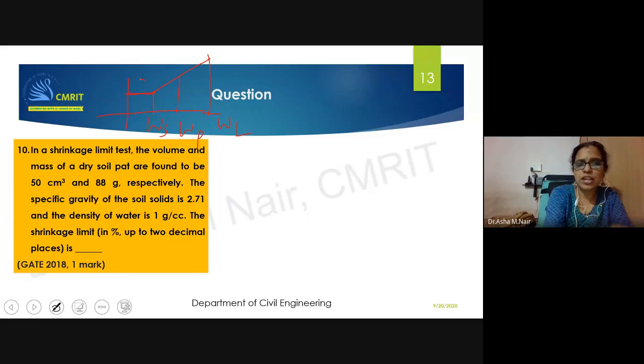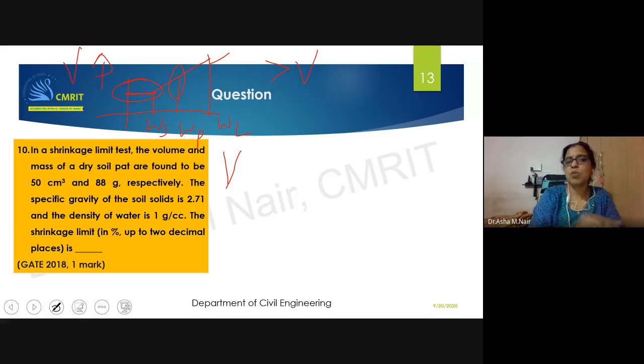Now, what is the speciality of this part? Shrinkage limit is nothing but the lowest water content at which there is no change in the volume. Here, the volume of the soil, if it is V, then here as well as here, it is greater than V. The y-axis is volume and this is water content, so volume keeps on increasing. Up to the shrinkage limit, the volume will remain the same.